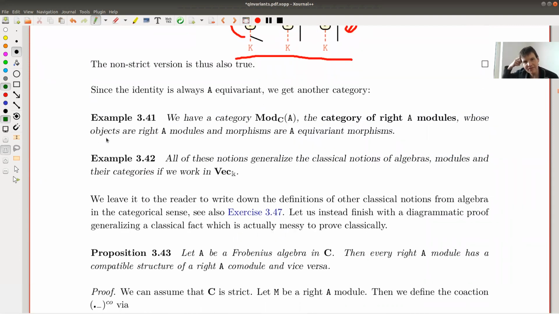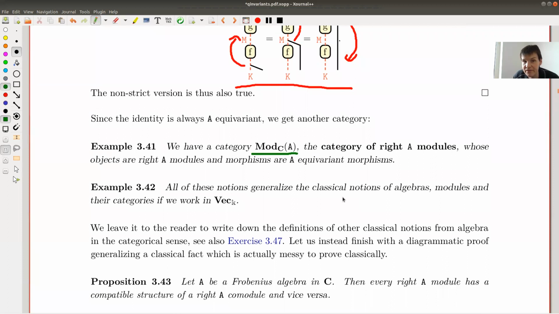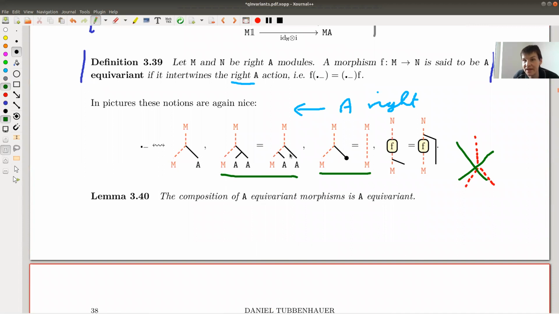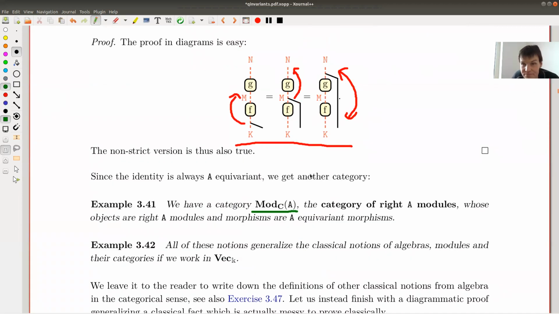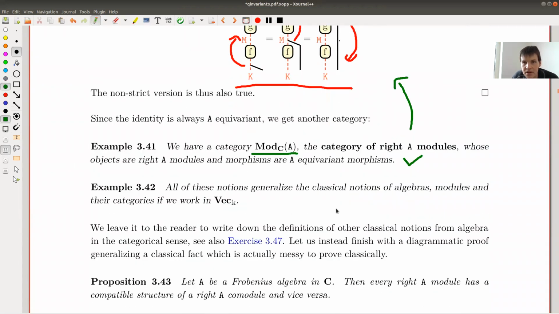The example you keep in mind is, of course, the category of right A modules. It is now a category because I just showed that compositions of equivariant maps are equivariant. So those are the morphisms, and the objects are just the modules M. If I stack two morphisms together, then you get a new equivariant morphism. So this just checks out by the following lemma. And of course, everything is built to generalize the classical notions of algebras and modules. Otherwise, it would be boring, right? That's why we do this stuff.